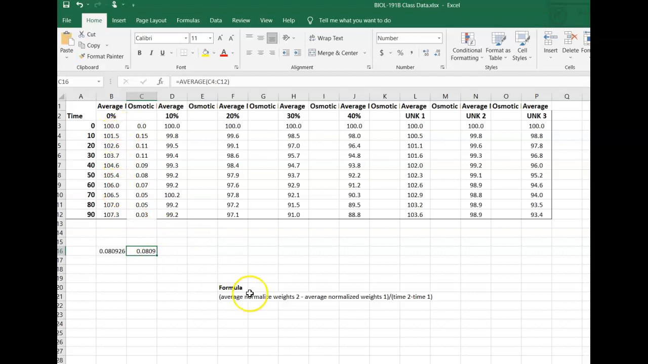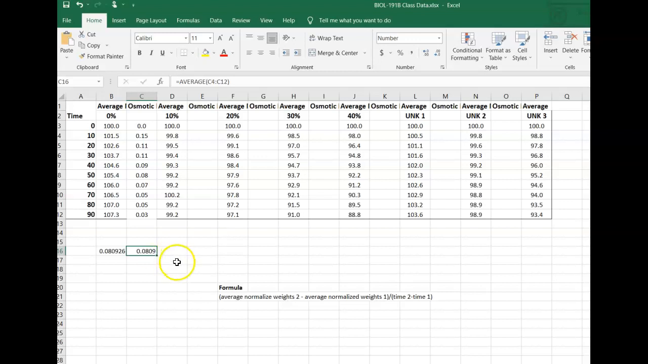You can either apply the formula again by subtracting your final normalized weight minus the initial, and then divide that by the 90 minutes, right? Because it's time two minus time one. Time two is the 90-minute mark. Time one would be the 0 mark. So it would be 90 minus 0 is 90. Or you can just average out the osmotic rates starting with the 10 mark, and you'll get the same answer.